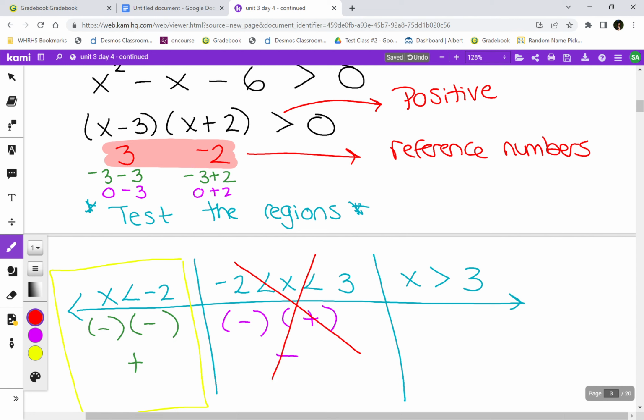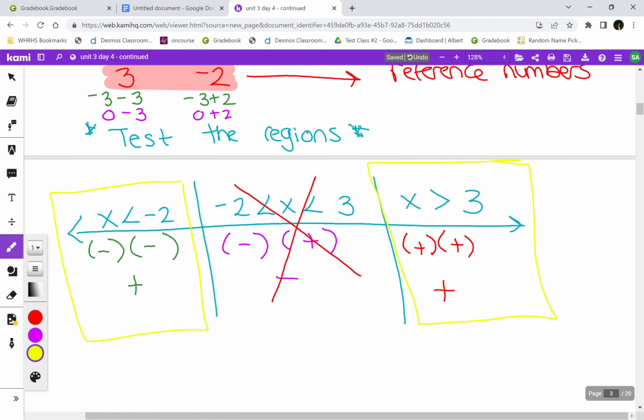And last but not least, we need to pick a number that's greater than 3. Well, isn't 4 greater than 3? 4 minus 3 is positive, right? 4 plus 2 is positive. A positive times a positive is a positive. Does this work? Yes.